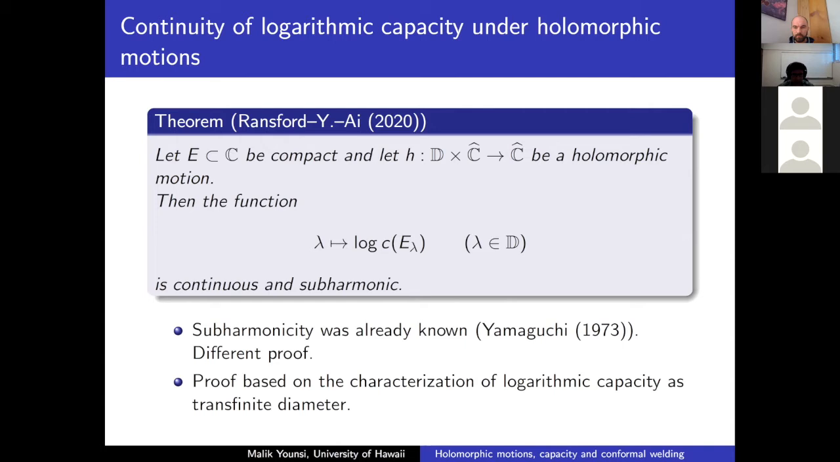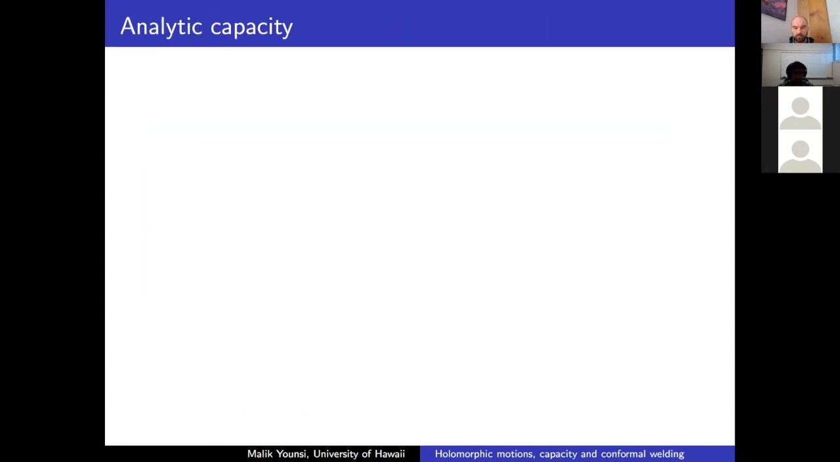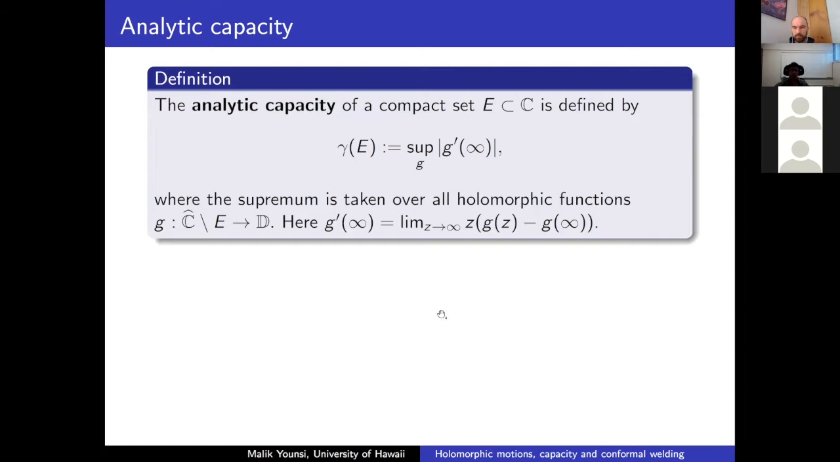All right. So now let's move on to the other subject today that I want to talk about, analytic capacity. So first of all, what is analytic capacity? We start with a compact set E in the plane. And then, it's an extremal problem, you want to maximize the derivative at infinity of a function g that is holomorphic outside the set with values in the unit disk, so bounded by 1 in modulus. And the derivative at infinity is this limit here, which is also equal to the coefficient of 1 over z in the expansion of the function g around the point infinity.